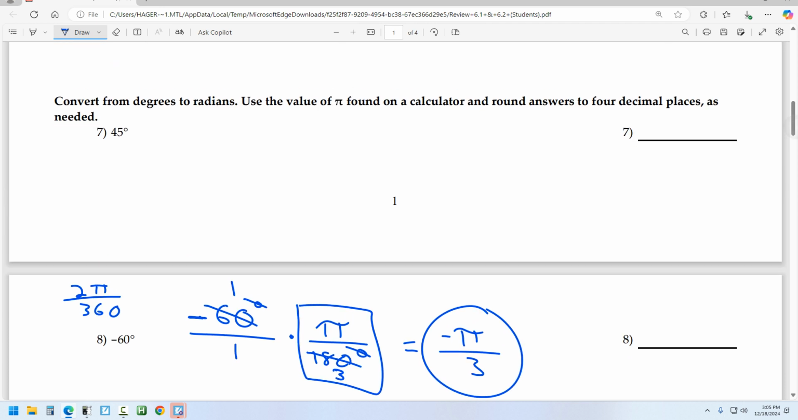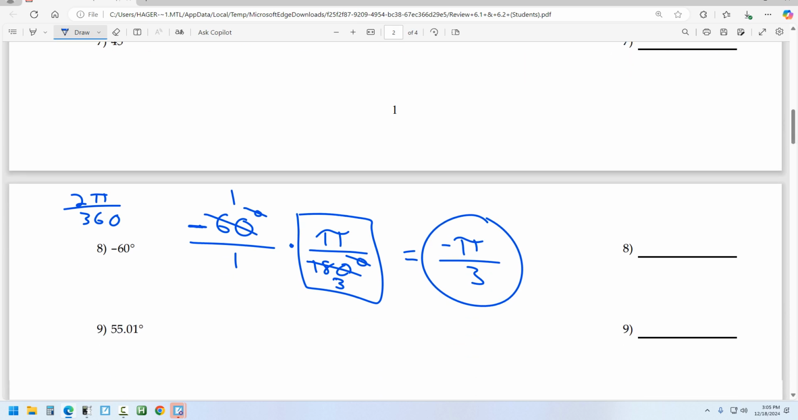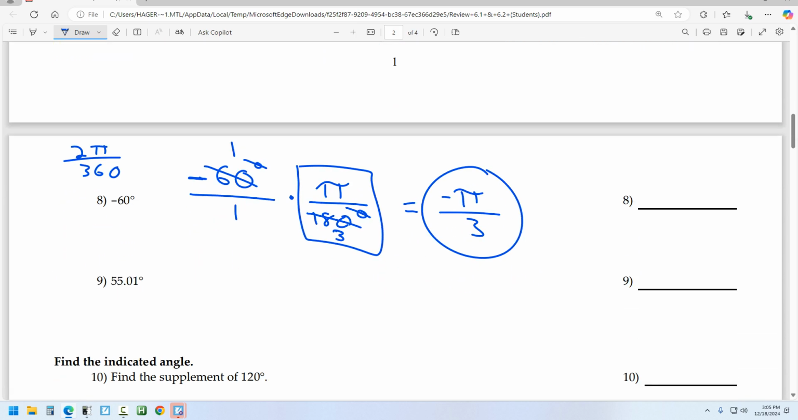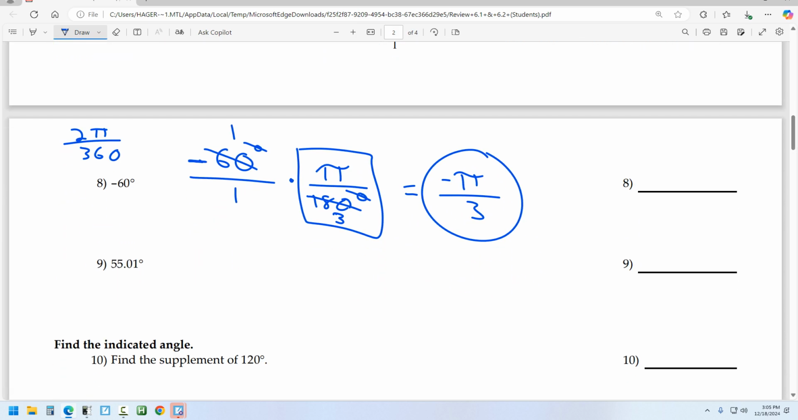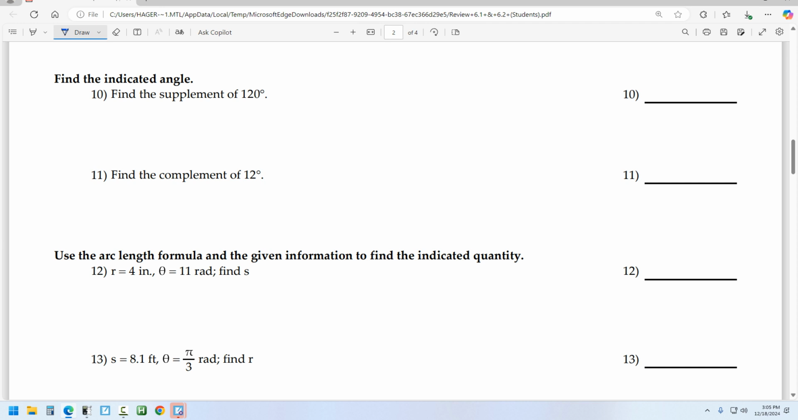Any question on that one? No, I think I got it. Okay. So they said round to 4 decimal places, but the only time you're going to round is if they give you a number that already has decimal places. If they give you a number without decimals, we're probably just going to leave it exact. But it'll say that on the test. Okay, so the next section has to do with looking at complements and supplements.